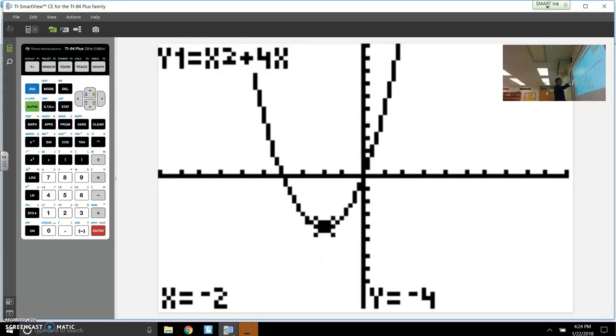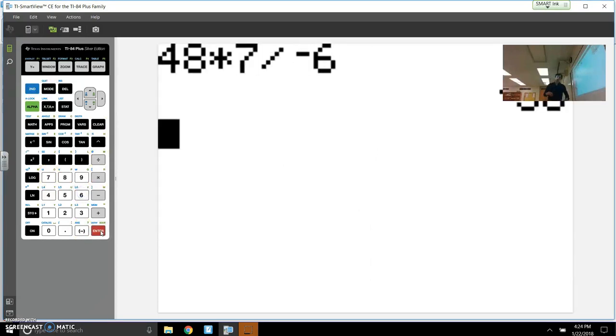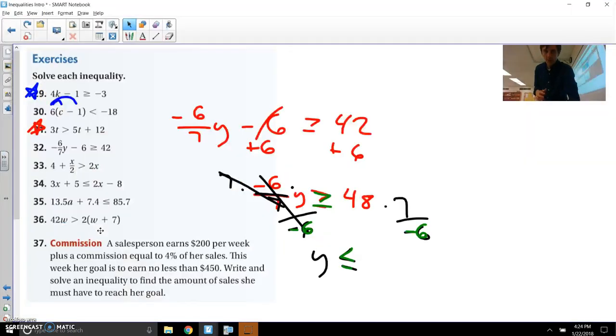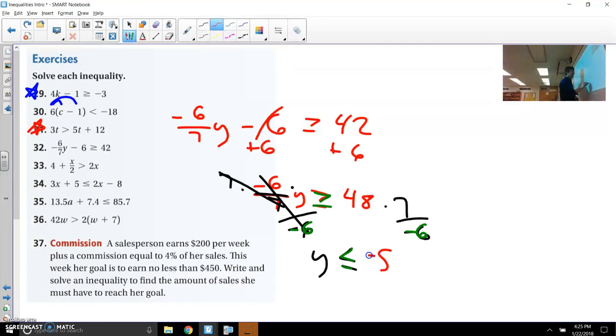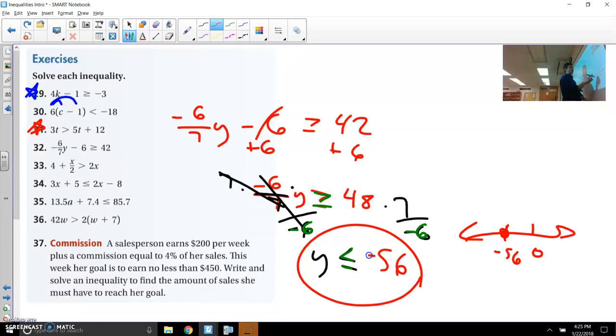So let's check our work using the calculator. I'm going to definitely do some graphing with you guys later, but we're not there yet. 48 times 7 divided by negative 6. Multiplication, division, you can just punch all that in and not worry about parentheses there. And that gives us negative 56 as a final answer. Now again, negative 56 is in the solution, but its value is really less than that, like negative 57 and negative 58. We can see that graphing it. All the values that would have to be less than that are going left on the number line from that value.